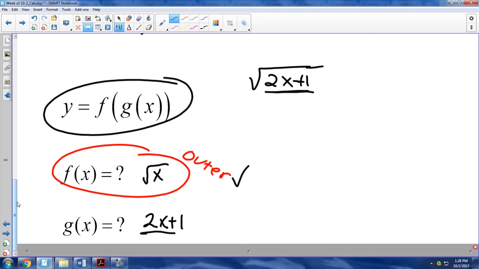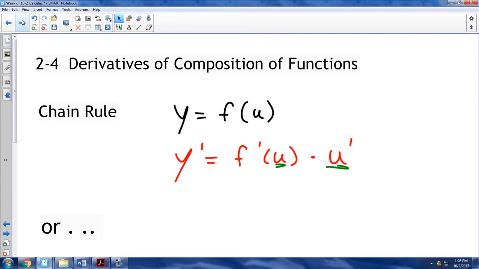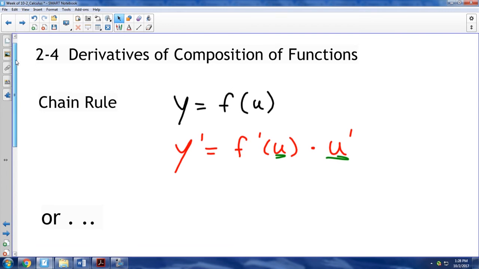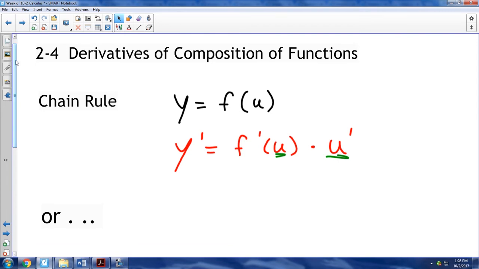So this is how they're going to write the notation for it. You guys are familiar with this, right? F of g of x, a composition of functions. So when you have an onion, like a function in a function. So let me show you how they would do this. All right, so the chain rule, the best way to say this is if y equals f of u, then y prime equals f prime of u times u prime. Okay? That wasn't too bad.